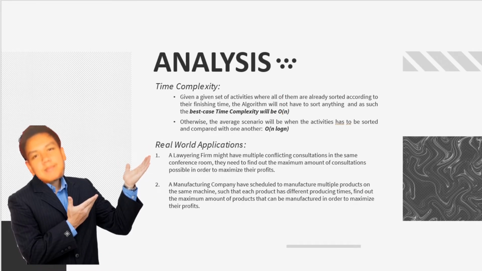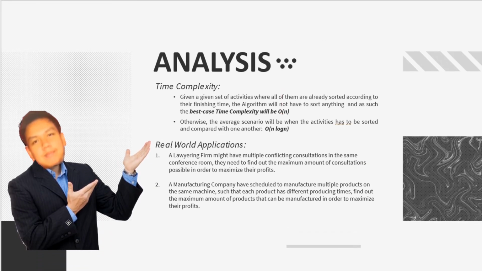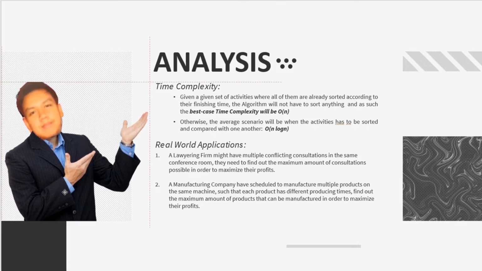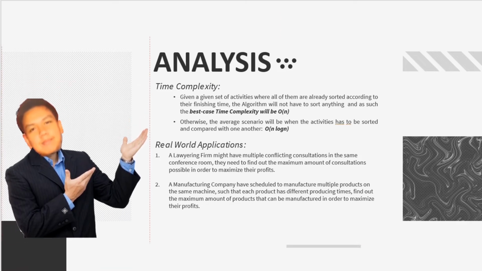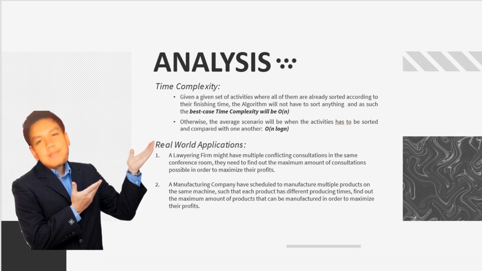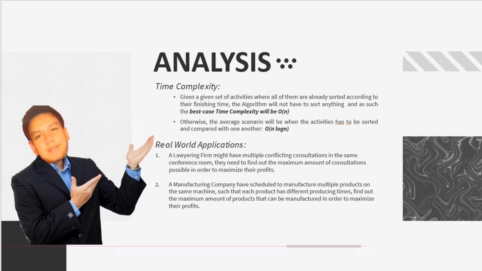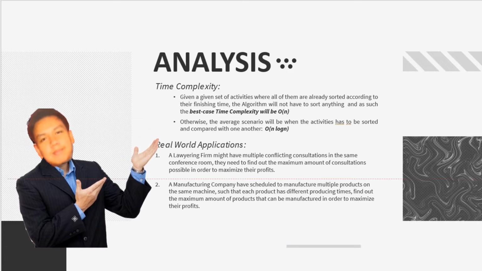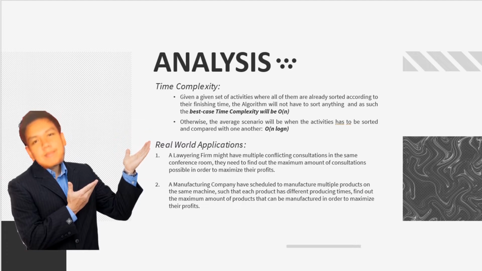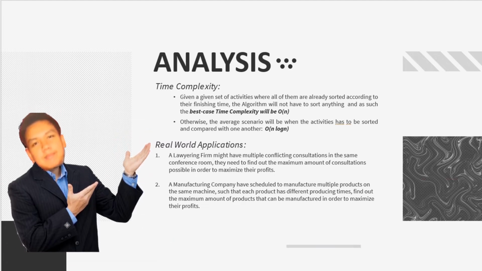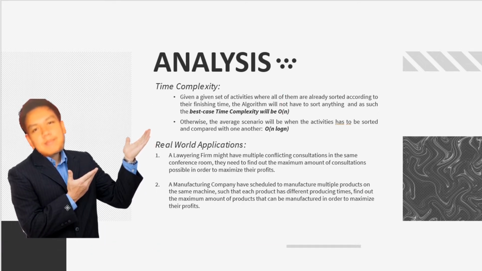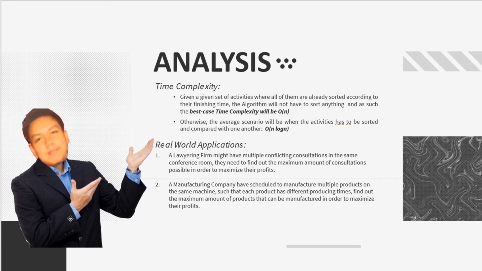We can therefore finalize our algorithm by having an analysis of its time complexity and its real-world applications. Now, the time complexity is, given a set of activities where all of them are already sorted by their finishing time, the algorithm will not have to sort anything. As such, the best case time complexity will be O(n). Otherwise, the average scenario will be given when each of the activities will have to be sorted and compared with one another. This will give us a time complexity of O(n log n).